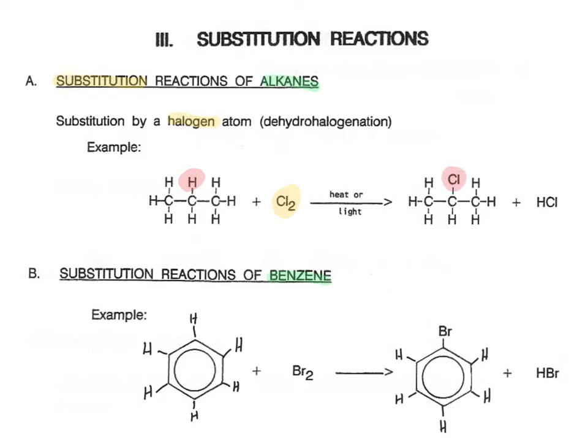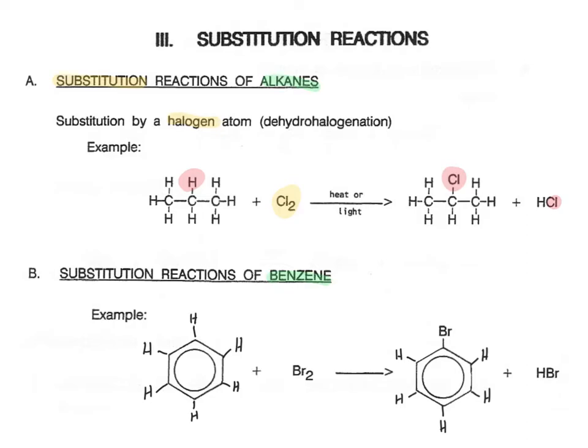In this case, we're using chlorine. I could have used fluorine, bromine, or iodine in the same way. So we're just going to take one hydrogen out, put in one halogen, and then we'll be left over with a hydrogen, and then whichever halide goes with that. The same thing will happen with the benzene.